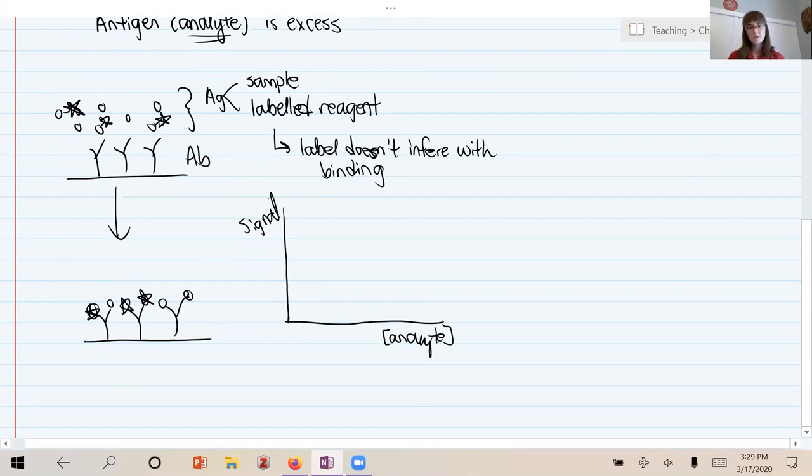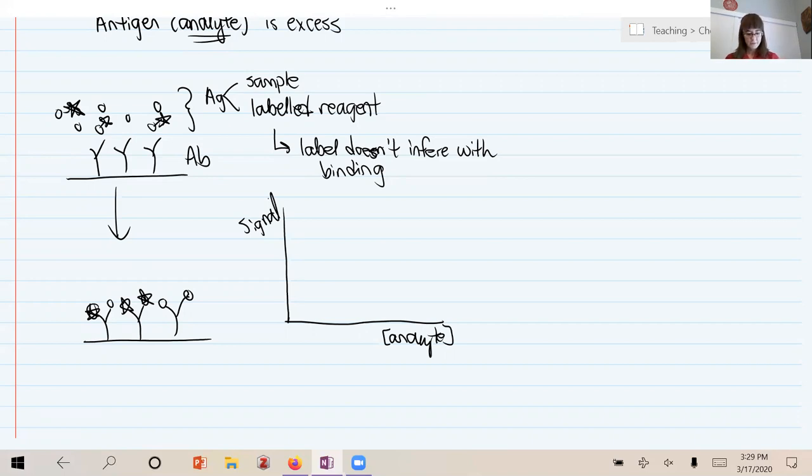So pause the video and ask yourself, at low concentrations of analyte, is my signal high or low? And at high concentrations, is it high or low? And then what would that relationship in between look like? Is it linear, nonlinear? Is it sigmoidal? So what should that look like? Pause the video and then you can come back. All right, so hopefully you gave this a try.